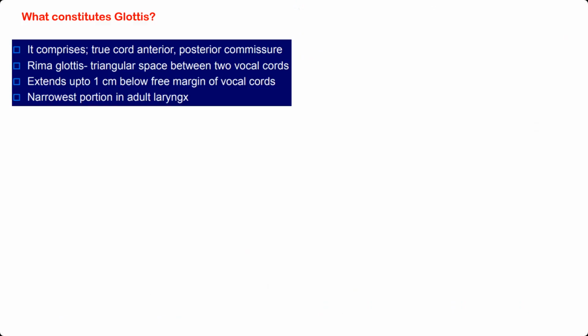Now, after the supraglottis, we should also know about the glottic opening. So it comprises two cords, which I showed you, the pearly white structure, and it is almost like a triangle, and it has an anterior commissure and a posterior commissure. And the middle opening is called the rima glottis, the triangular space between the two vocal cords, and it is about 1 centimeter below the free margin of the vocal cords. It is the narrowest part in the adult larynx.